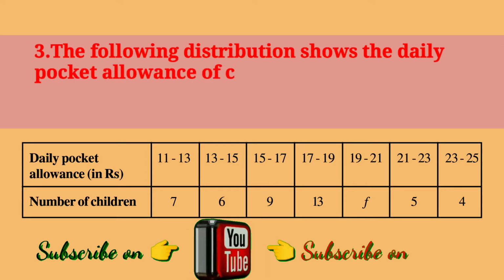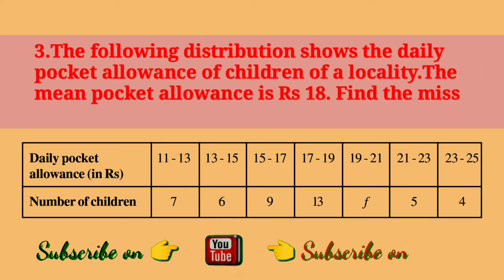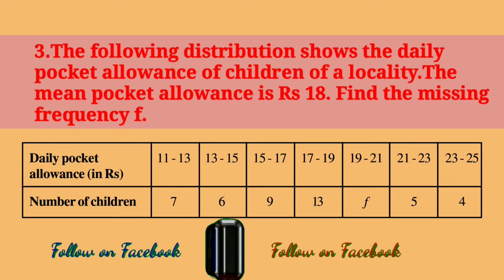The following distribution shows the daily pocket allowance of the children of a locality. The mean pocket allowance is rupees 18. Find the missing frequency f. So from the table we see that we have to find f. The table is given below. So let us solve it.